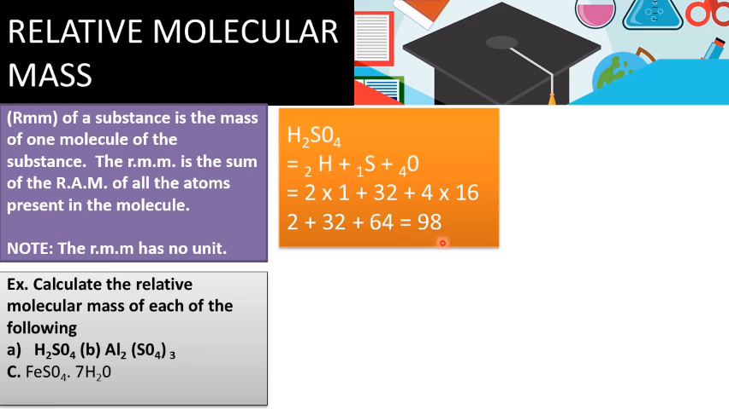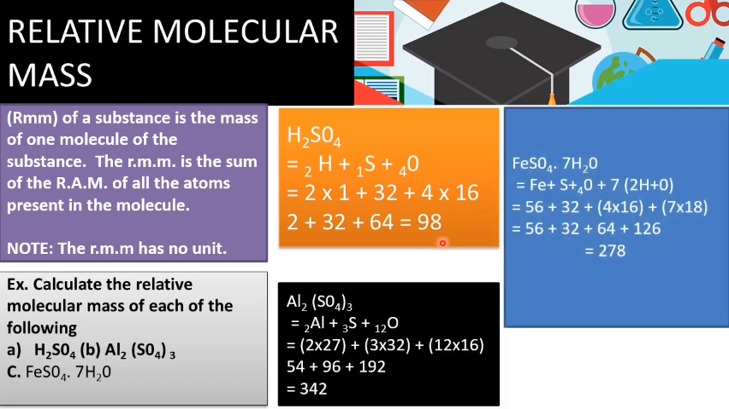I need you to try number B, which is aluminium sulfate. Please try it and see if you can get the right answer. Pause this video, and after you are done, check the answer below. Okay, so now this is for aluminium sulfate and the iron sulfate. Please go through it.